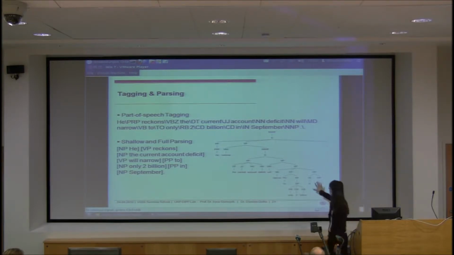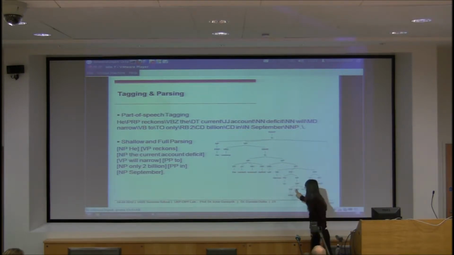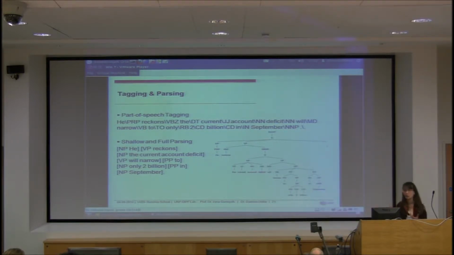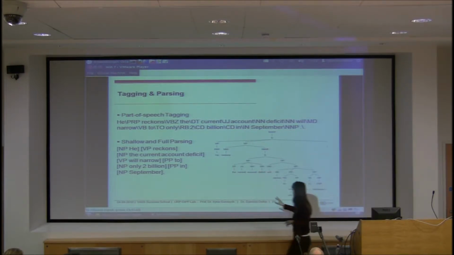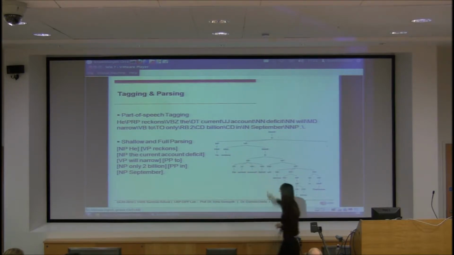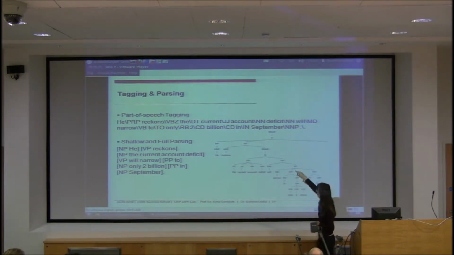On the right side, you can see the result of a full parser. And as you can see now, here at the bottom, we do have the part of speech tags that we also have up here. But the full parser additionally gives us the syntactic structure of that sentence. So you can see now that, for example, the current account deficit forms a noun phrase, or that we have a subordinate clause here in the second part.